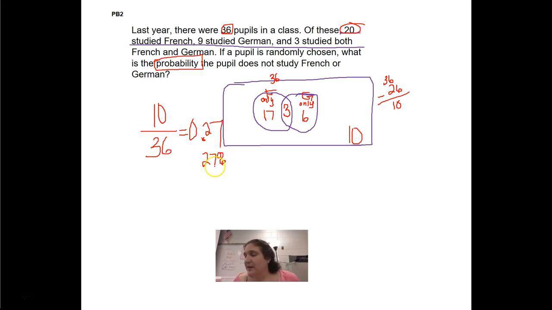Technically, if we turned it into percent, actually, it's not that. It's 28 because the decimal is 0.277. So if we wanted to do proper rounding, it would actually be 0.28.